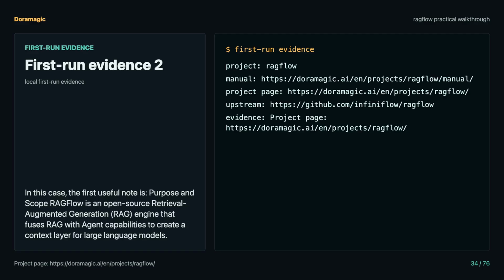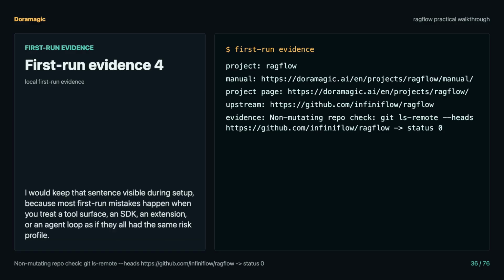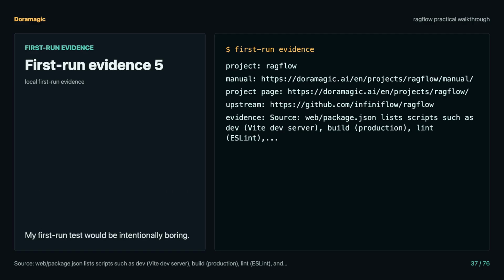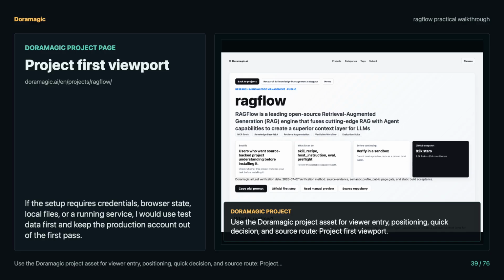Here is the concrete first-run checklist I would use for RAGFlow. Step 1. Open the Doramagic manual and the upstream repository side by side. Step 2. Identify the smallest entry point, not the most impressive one. Step 3. Run one task where failure is cheap. Step 4. Save the log or output. Step 5. Decide whether the next run deserves more permissions.